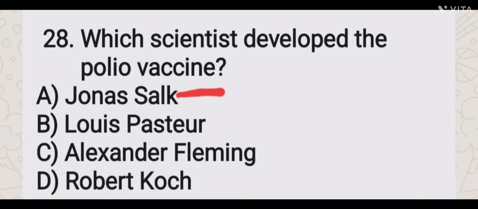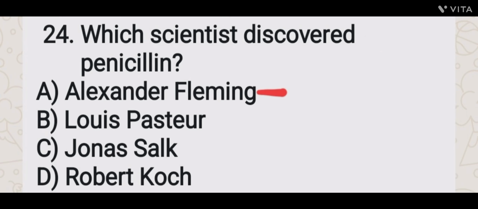Which scientist developed the polio vaccine? Option A. Jonas Salk. Which scientist discovered penicillin? Option A. Alexander Fleming.